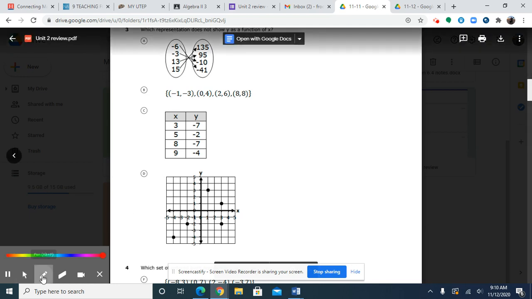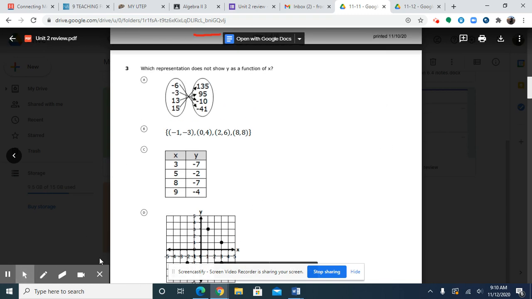So looking at number 3, we're looking for, again, something that does not show y as a function of x. So we're looking for something that is not going to be a function.